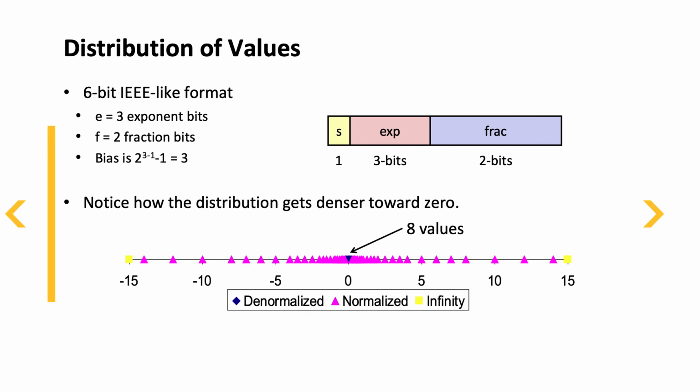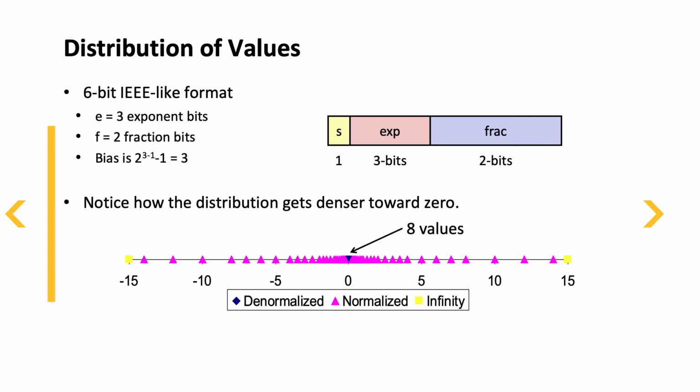Another thing we want to note is the distribution of values. The distribution actually gets denser as we move toward 0. These points were generated from a 6-bit IEEE-like format where we've got 1 sign bit, 3 exp bits, and 2 frac bits. But again, that doesn't matter. It follows the same rules. And so we see that as we get higher and higher, in the normalized range, it's more densely packed as we get towards 0, and then things spread out as we get to larger positive and negative numbers. And then, of course, eventually we hit the infinite values on either end.